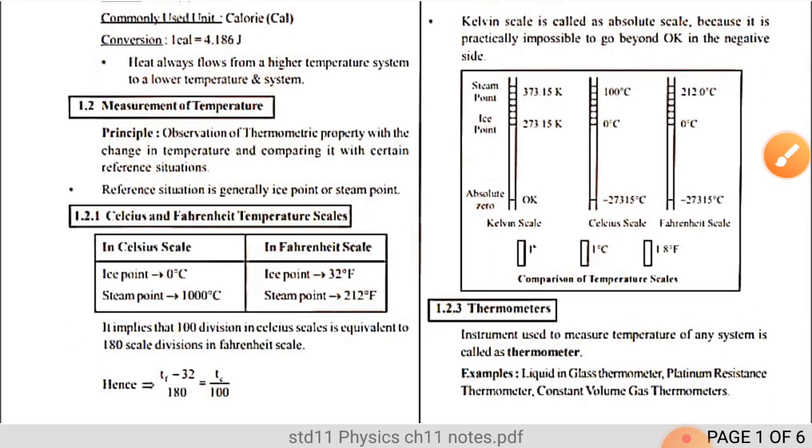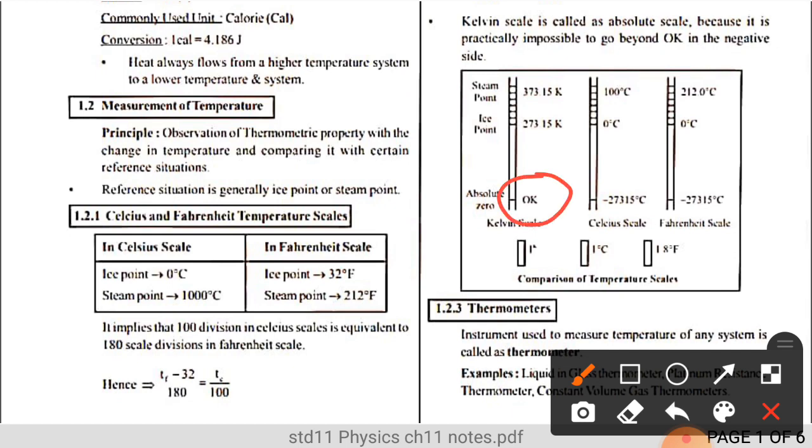See, now here three scales are shown: steam point, ice point and absolute zero. The scales are the Kelvin scale, Celsius scale and Fahrenheit scale. We know that Kelvin starts from 0 Kelvin. Its ice point is 273, meaning water becomes ice at this temperature, and water boils at this temperature in Kelvin. For the Celsius scale, absolute zero is minus 273.15 degrees Celsius, water becomes ice at 0 degrees Celsius, and water boils at 100 degrees Celsius.